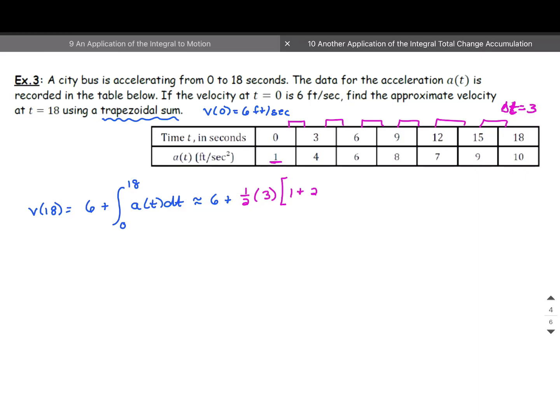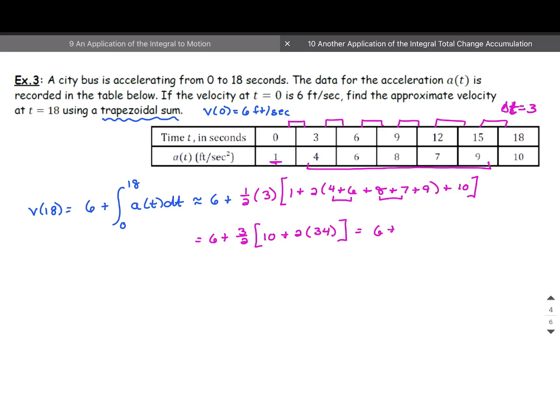Plus 2 times all of these acceleration values except for the last one: 4 plus 6 plus 8 plus 7 plus 9, plus the last value. Because remember, in a trapezoid, all the sides except the first and the last are used twice. So now we have 6 plus 3 halves times 1 plus 10 is 11, plus 2 times, let's see, that's 10, that's 15, so 25 plus 9, that's 34.